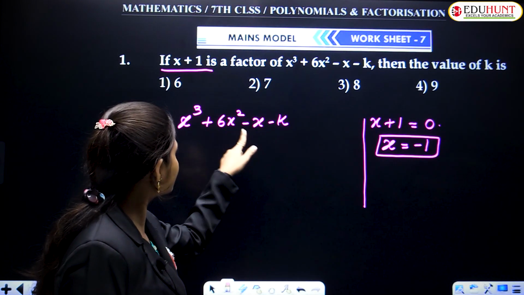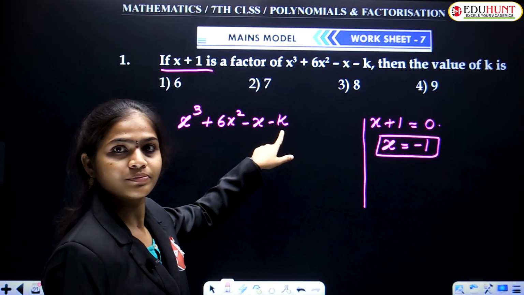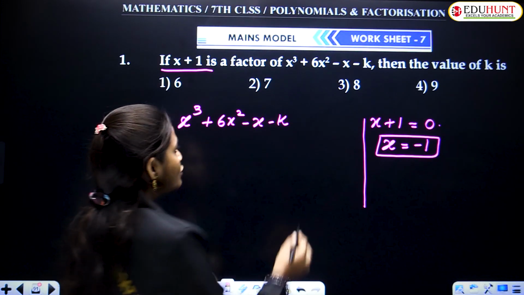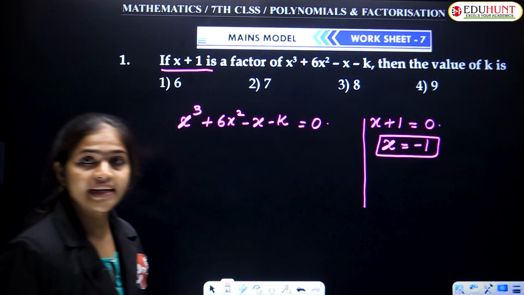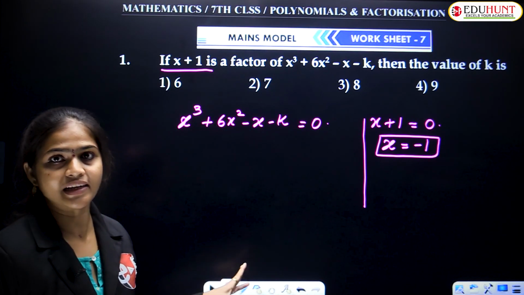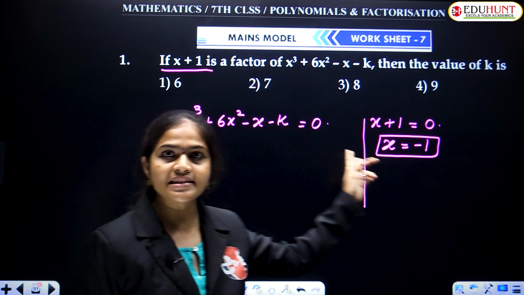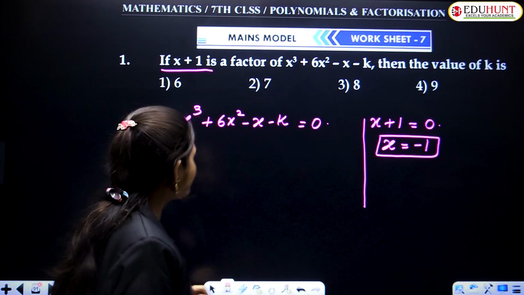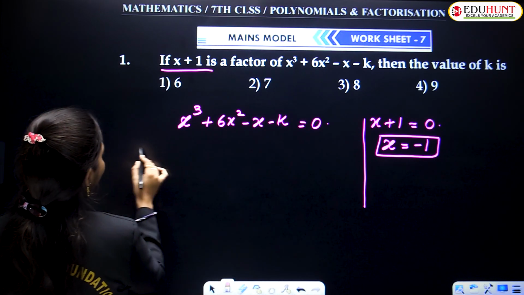So if x is equal to minus 1, then what is the value of k here? To find k, keep that equal to 0. To make it an equation, only then can we find any roots, solutions or values, right? That's why we make this an algebraic equation.